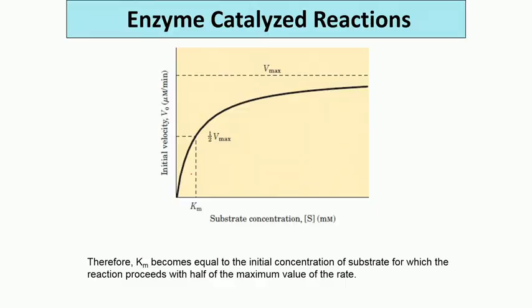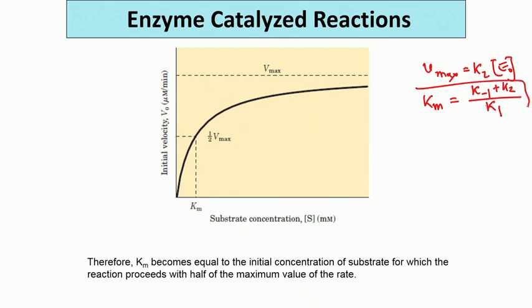Okay. Now, we will again start with the two parameters we ended with: V max, which is equal to K 2 into E 0, and K m, which is equal to K minus 1 plus K 2 divided by K 1. And K m has a concentration unit.